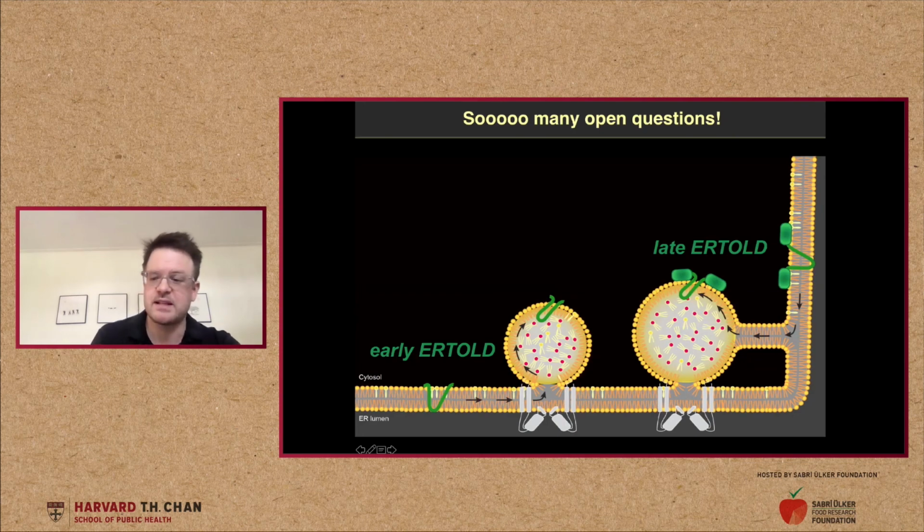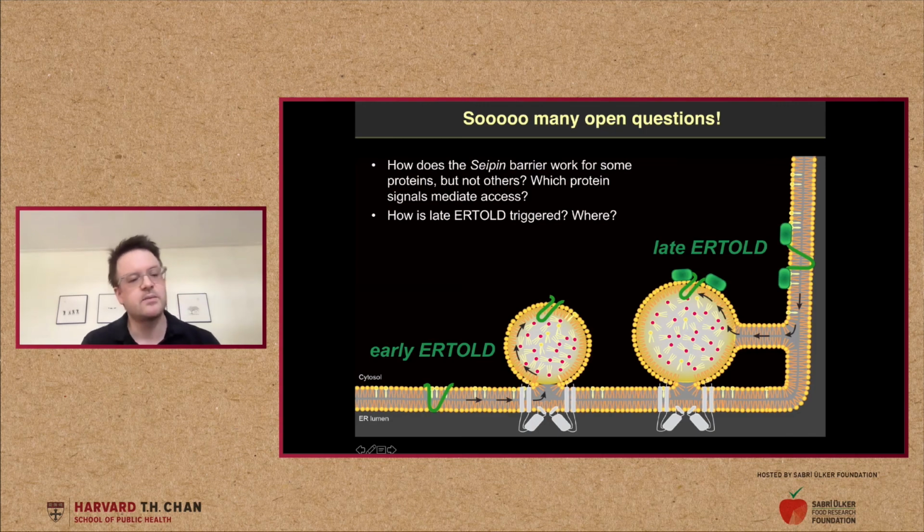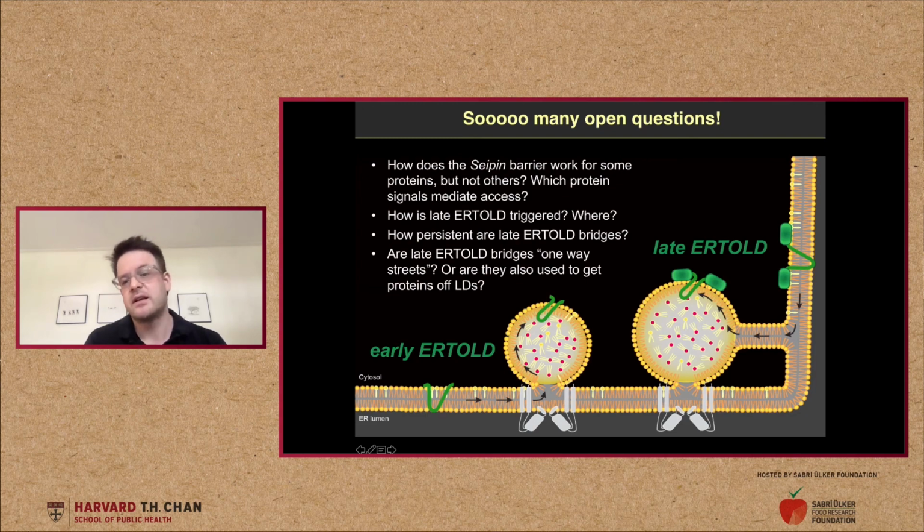I also want to leave you with a sense of wonder, and really that I think we're scratching the tip of the iceberg on a fundamental question of biology here. We do not understand, for instance, how seipin works for some proteins but not others, to exclude them during their formation. Which protein signals mediate the access or prevent it? How is this late ERTL pathway triggered? I showed you an experiment in which you get rapid accumulation on some droplets, but we don't understand how, when, and why this occurs. How persistent are these bridges and how are they actually made? Are they one-way streets, or can you also get proteins off the lipid droplet?